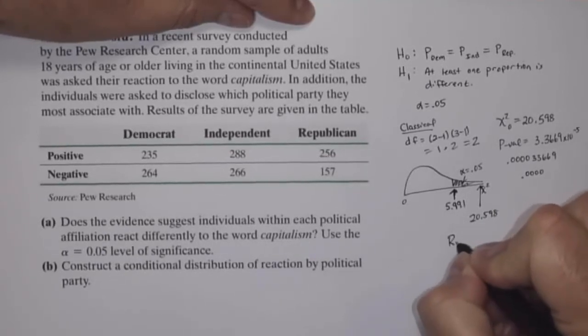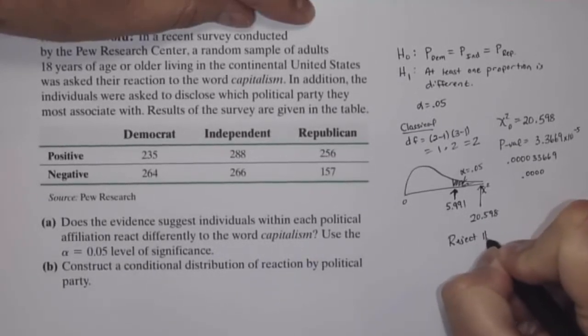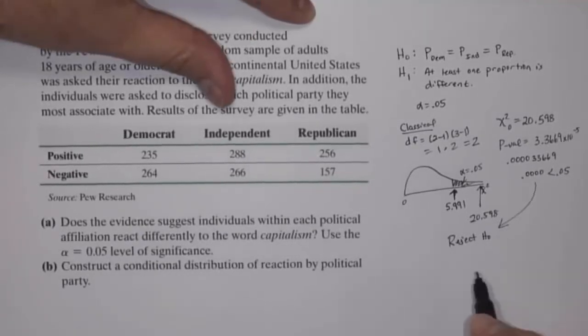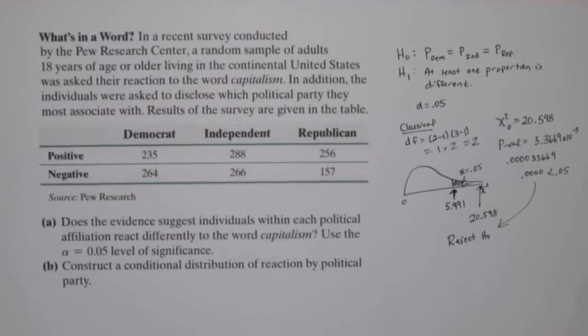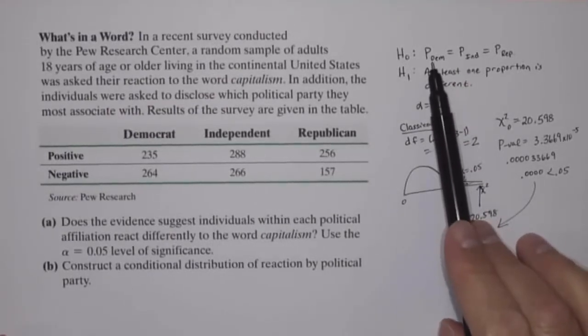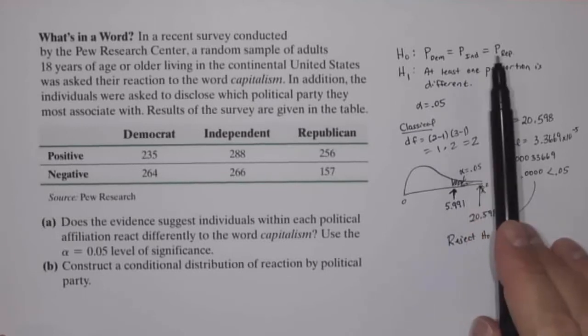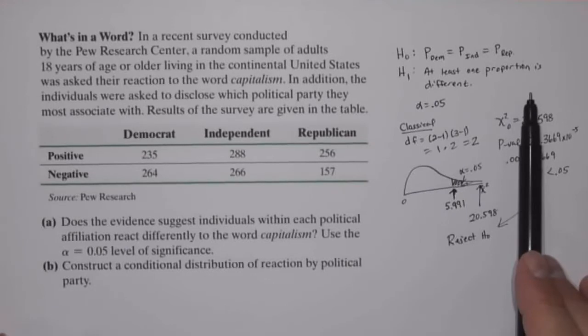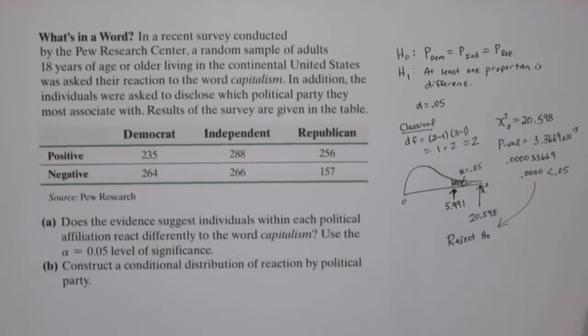That's going to tell me to reject the null hypothesis. If I use the p-value approach, well, 0.0000 is definitely less than 0.05, so that's also going to tell me to reject the null hypothesis. So I'm rejecting that the proportion of Democrats equals the proportion of independents equals the proportion of Republicans, and I'm concluding that at least one of the proportions is different. So at least one of the political parties has a different reaction to the word capitalism than the others.